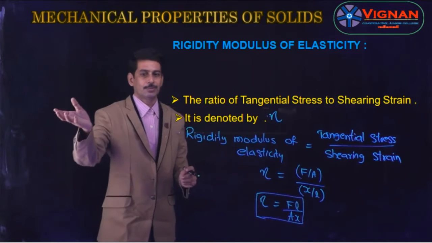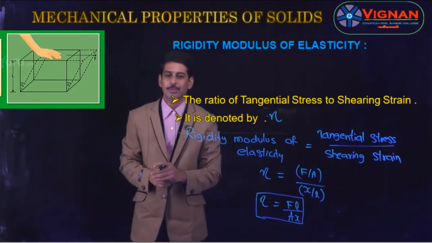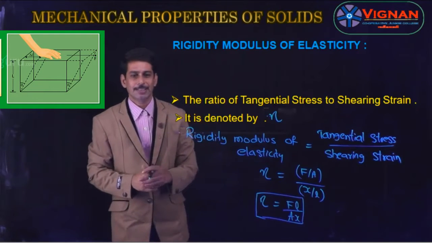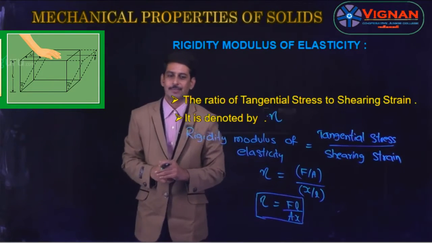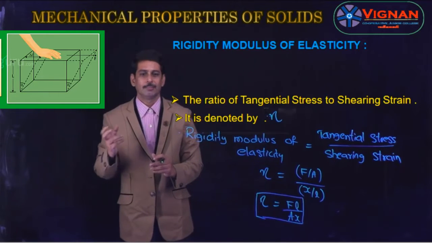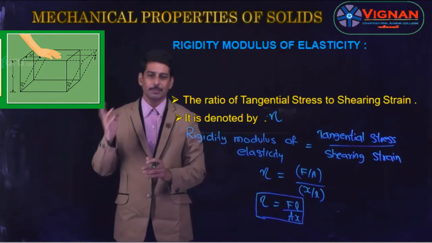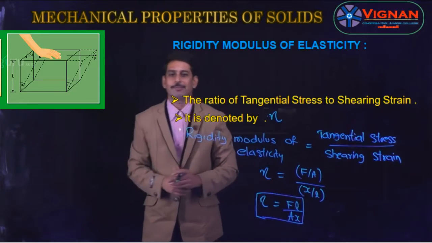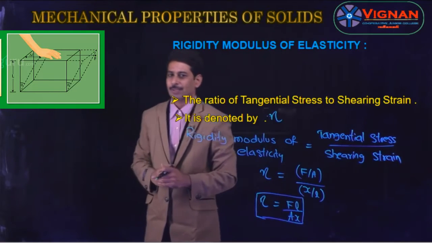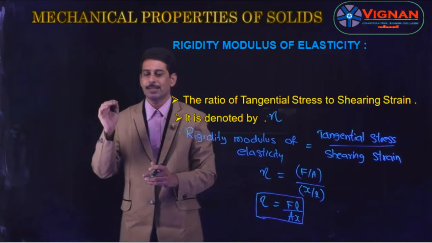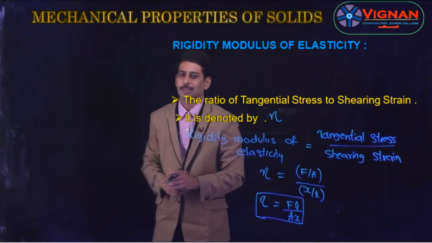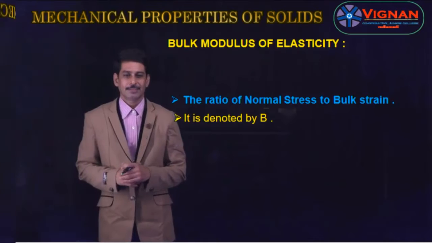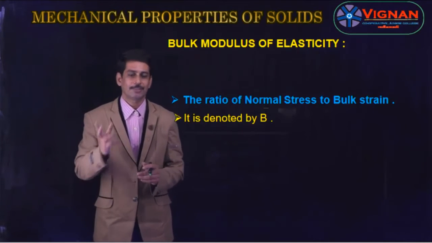As we see in this video, in the expression eta equal to FL by Ax, F is the force acting on the body, L is the perpendicular distance, A is the area of cross section, and x is the relative displacement of the body. So the rigidity modulus of elasticity is defined as the ratio of tangential stress to shearing strain, and it is denoted by eta. The next type of modulus of elasticity is bulk modulus of elasticity.